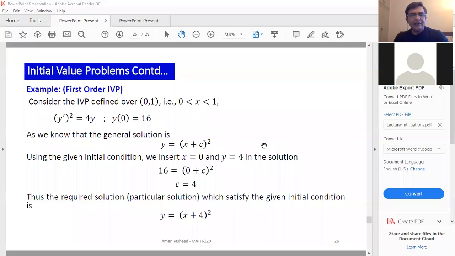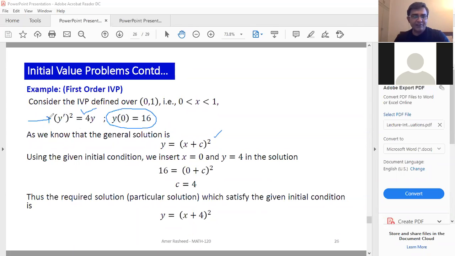So now, an example. This is what you were talking about. Here is an example of an initial value problem, a first order initial value problem. We have this differential equation, y dash is equal to 4y, and this is the initial condition which is given along with the differential equation in order to find the constant c, the constant of integration: y of 0 is equal to 16. Now we know from the previous slides that this is the solution of the given differential equation.